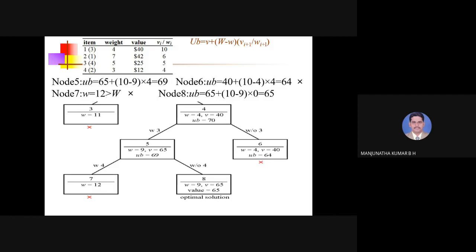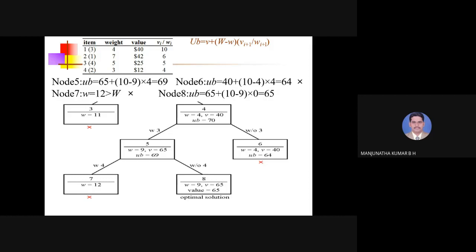Node 6 calculation: 40 plus 10, the maximum capacity, minus weight, which is 4, into the profit weight ratio of the next item. Next item means the fourth item. What is the value of this equation? 64. You can calculate it once again. So it is 64 now. Now in this level, I have two nodes, node 5 and node 6. Observe only these two nodes and choose the best one. Yes, the best one is node 5, whose upper bound value is 69.